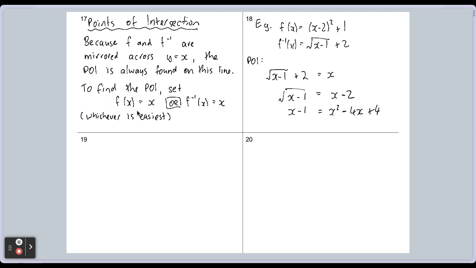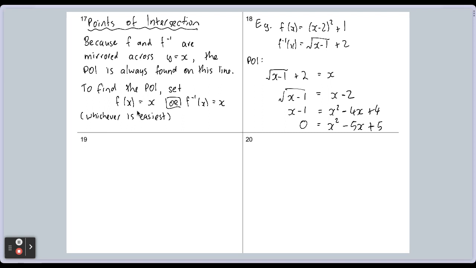So I've expanded that. Then I'm just going to bring everything over onto one side of the equation so that I can use my usual methods in order to solve. So I'm going to subtract x and add 1. So I'll get 0 over here. I'll get x squared minus 5x, because minus 4 minus 1 is minus 5, and plus 1 will give me a plus 5 here as well. So that's my equation here. It's a trinomial, set equal to 0.